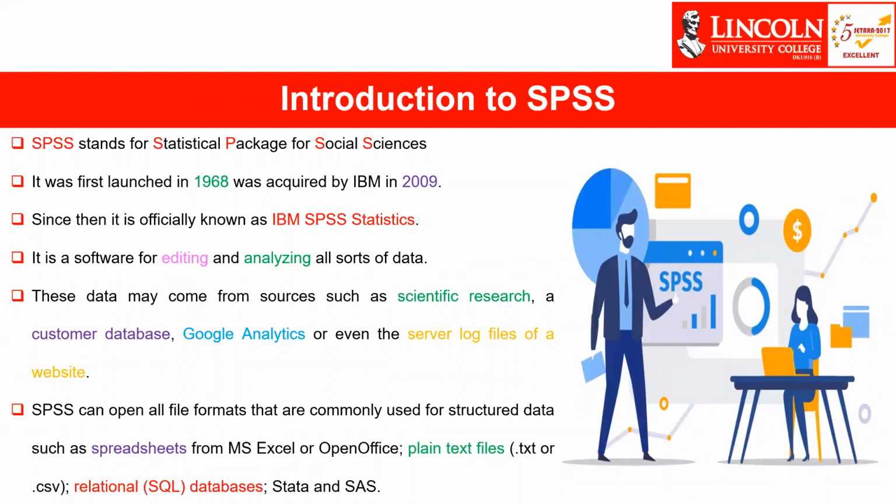SPSS is not a new acronym in academics or even in research. Basically, SPSS stands for Statistical Package for Social Sciences. It was first launched in 1968, but later acquired by IBM in 2009. Since then, it is officially known as IBM SPSS Statistics. It is a software for editing and analyzing all sorts of data.